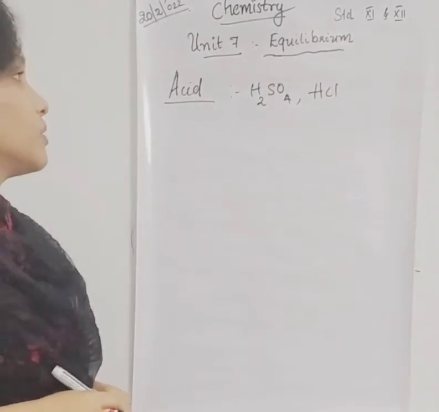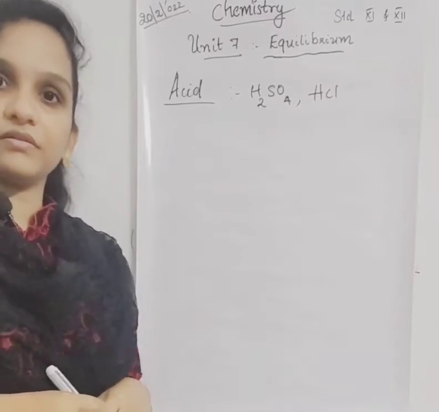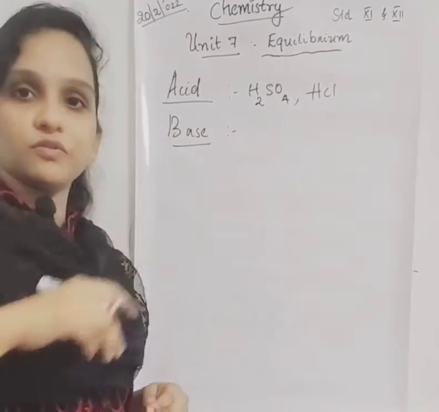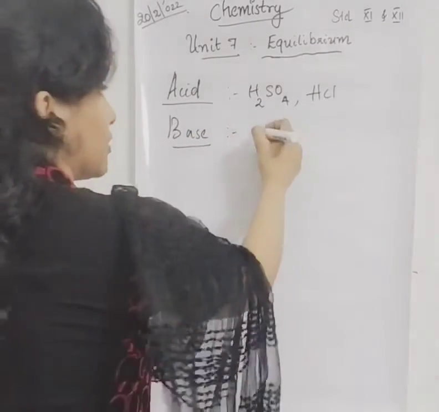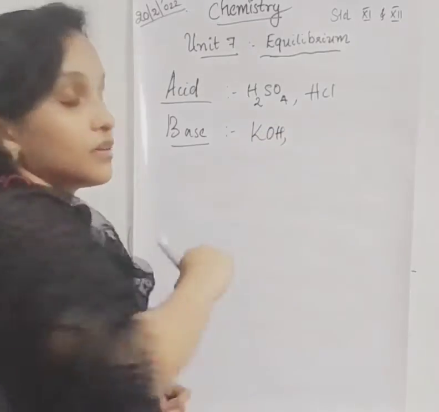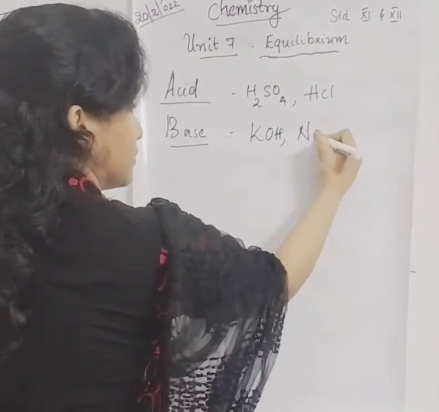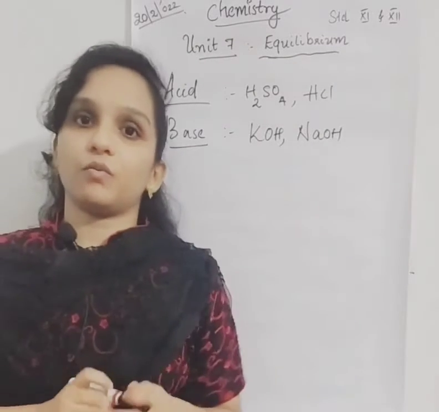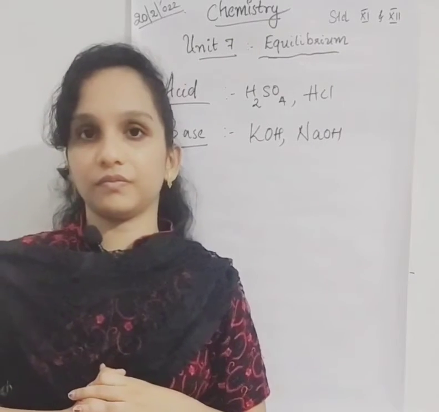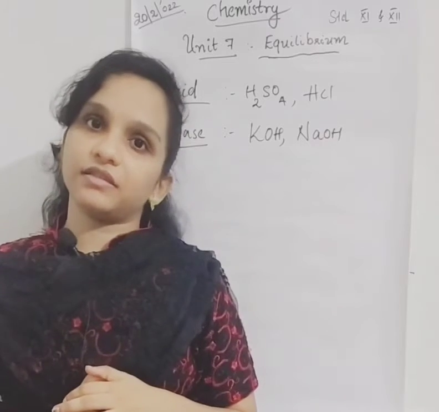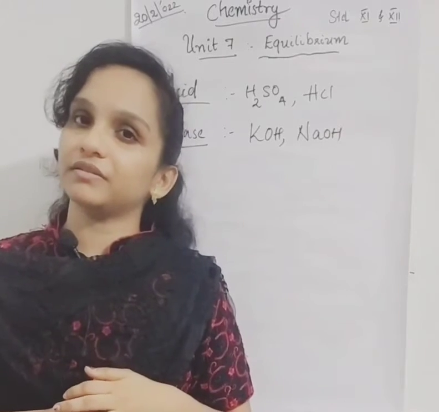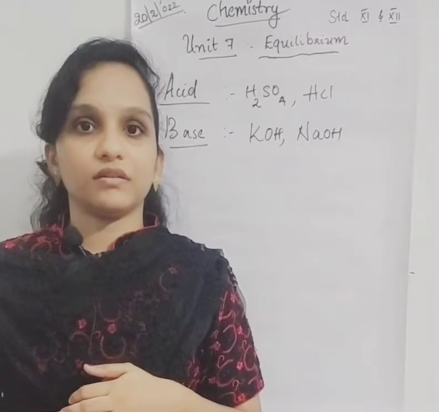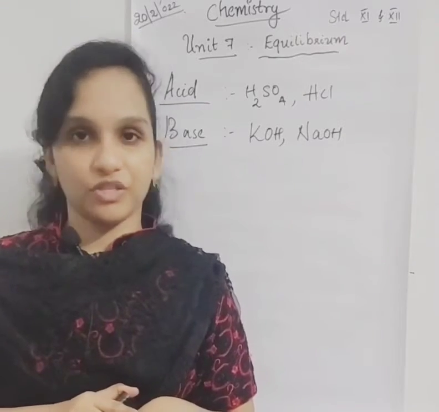Right? Now, examples of bases. What are the examples of bases? Potassium hydroxide, sodium hydroxide, etc. Now, in your lower classes, you have studied the properties of acids and bases. What happens when an acid comes in contact with the skin? It burns the skin. What about a base? It is soapy, or slippery to touch.